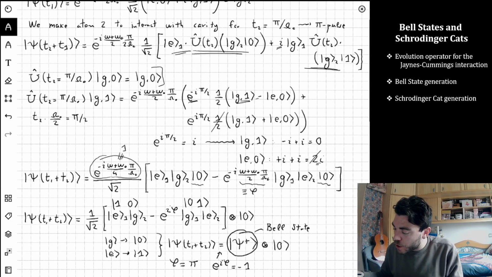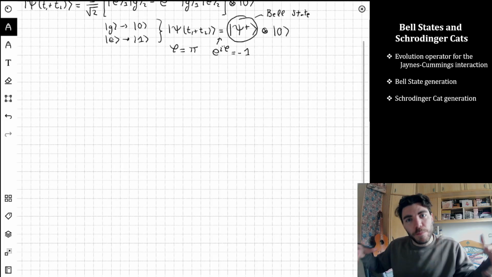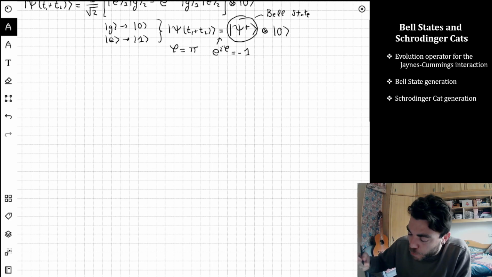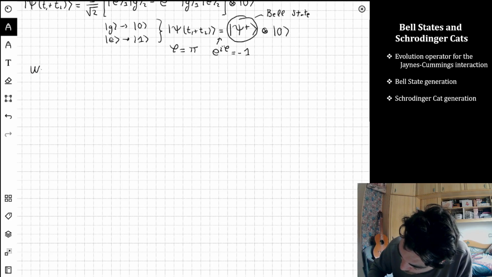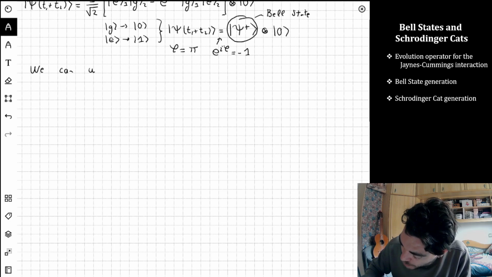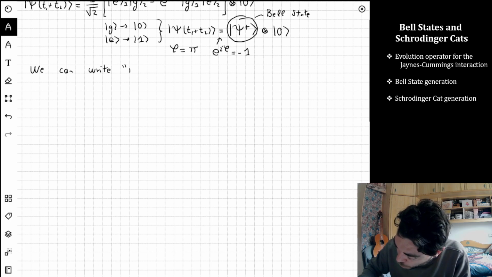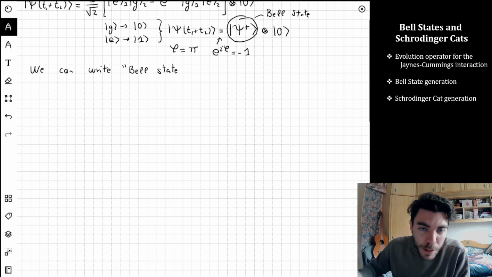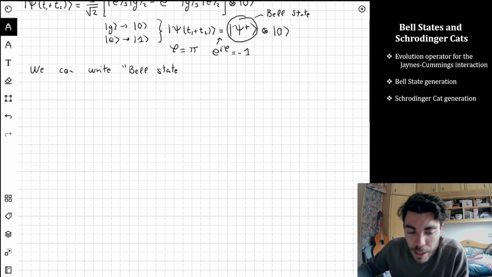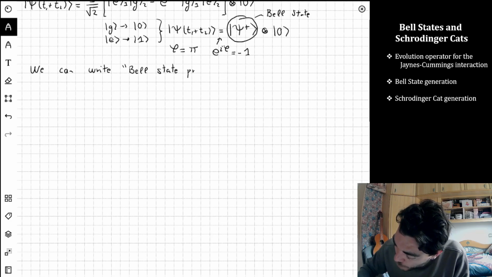So just to finish the Bell state generation, let's make it more visual. What have we done? Let's say that we can write this as a Bell state protocol, quote unquote. There is, of course, not a single unique Bell state protocol. This is not the only way to create Bell states. It's a way of creating Bell states that has been done experimentally.